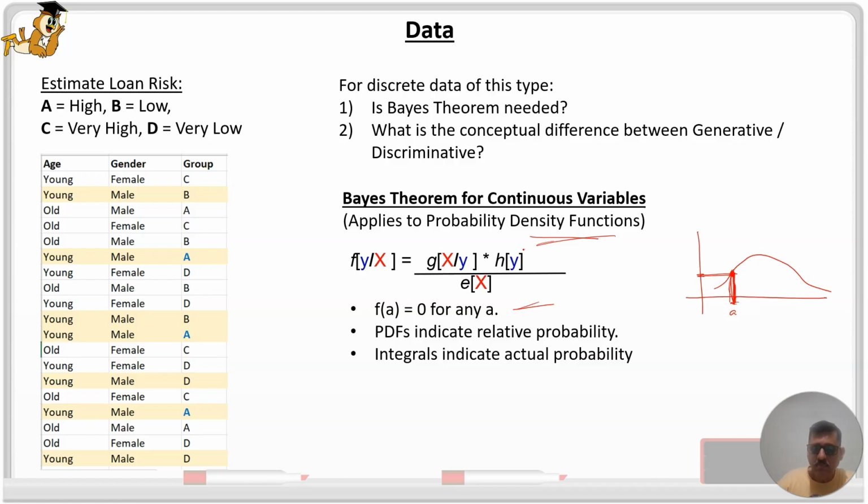But Bayes' theorem applies for continuous variables. It applies to probability density functions. Remember, PDFs indicate relative probability, whereas the integrals around any value would give you the probability. So coming back to our point, Bayes' theorem applies to continuous variables as well, and that's what makes all the difference.